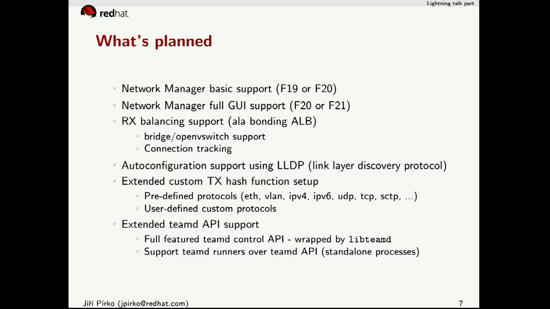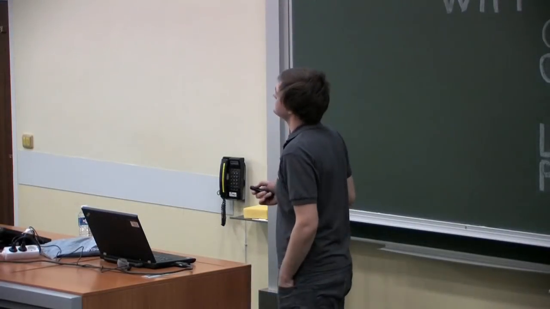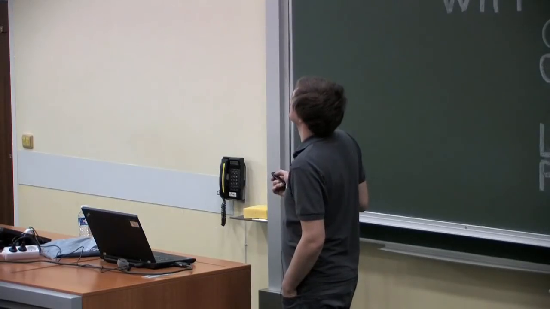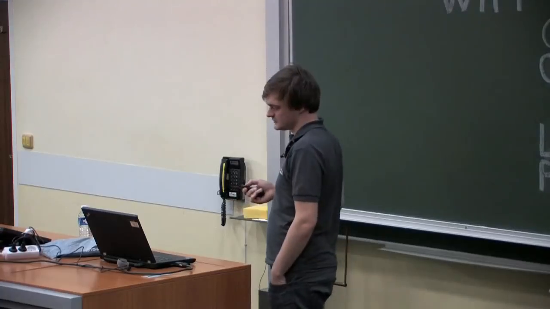I also plan to support receive balancing, something which bonding supports in LAB mode. But unlike bonding, I want to support it as well if the bond is part of a bridge or Open vSwitch. To achieve it, I want to use some kind of connection tracking, but we'll see about that.